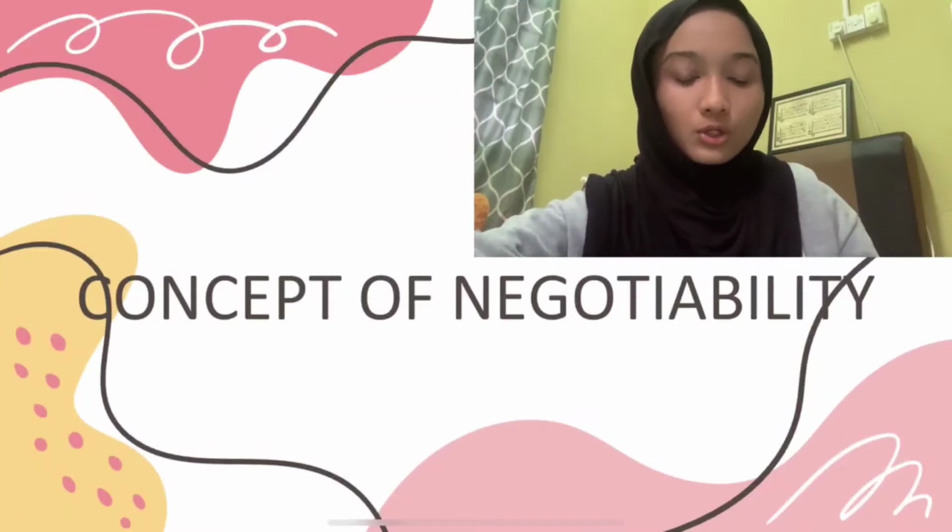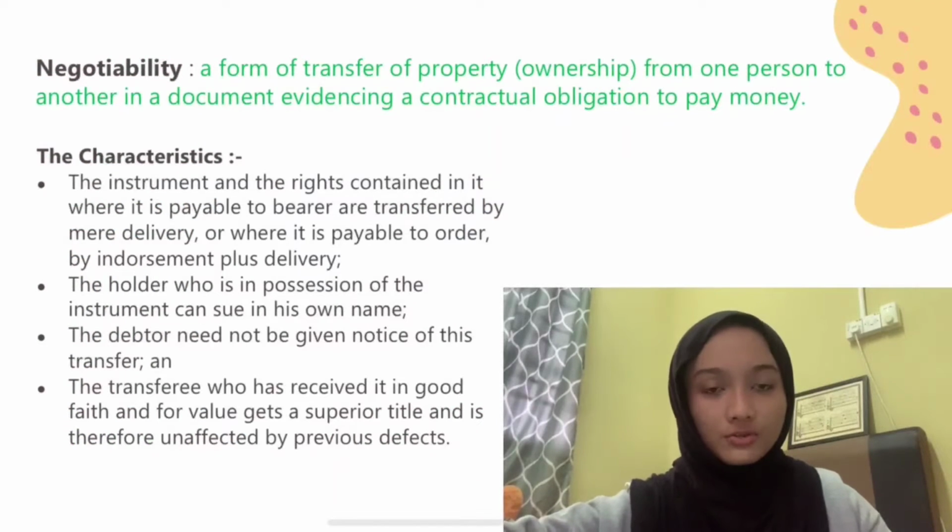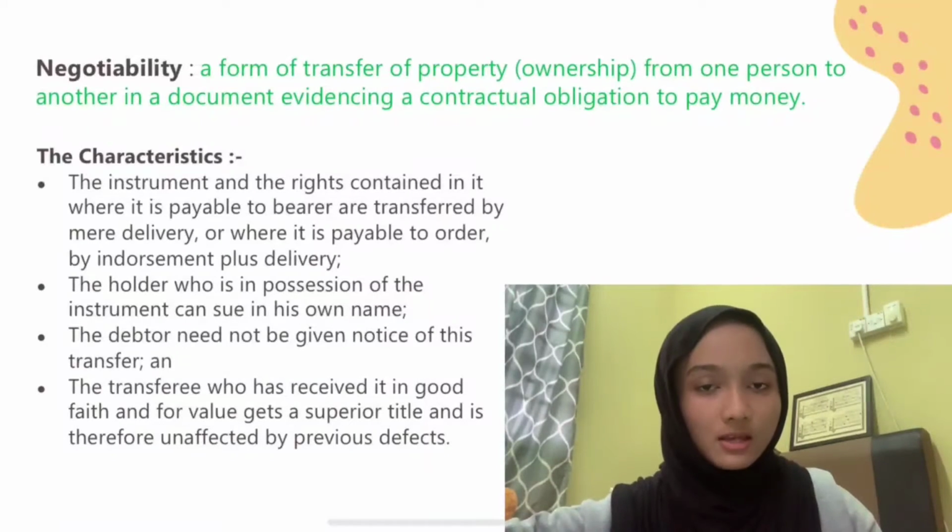So today our group will present the law of negotiable instruments. So we proceed with the concept of negotiability. Negotiability is a form of transfer of property, which is the ownership from one person to another in a document, evidencing a contractual obligation to pay money. There are four characteristics of negotiability.